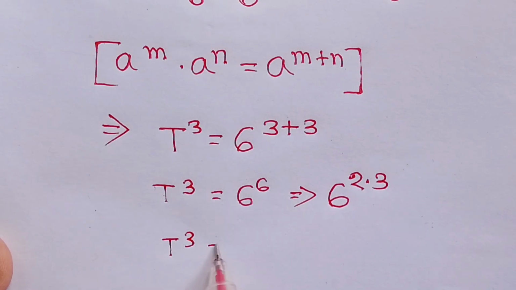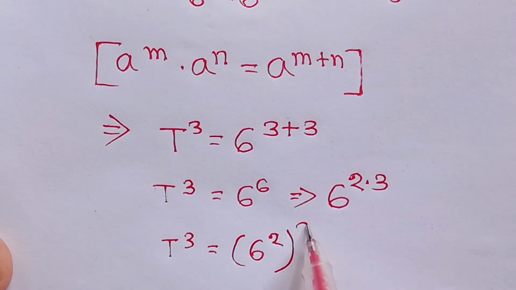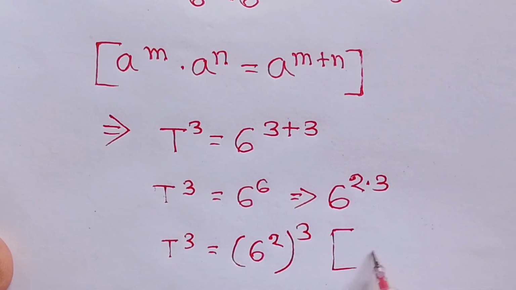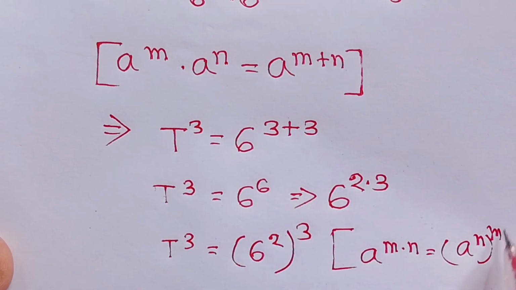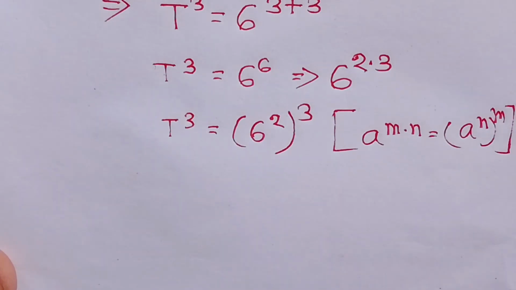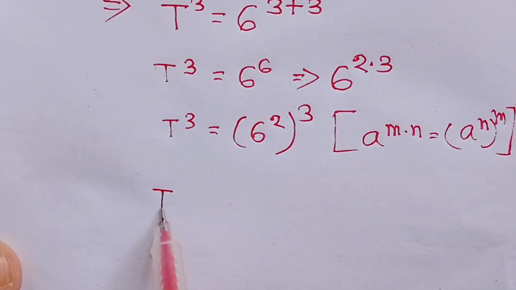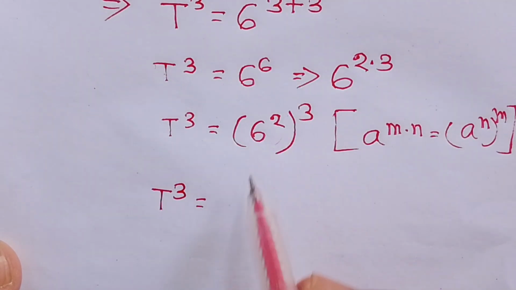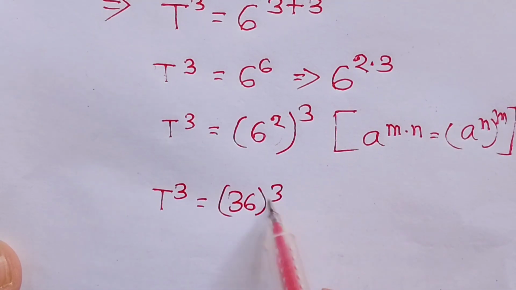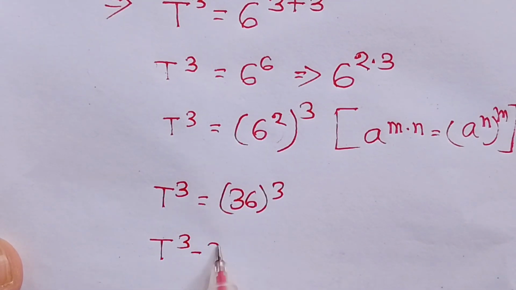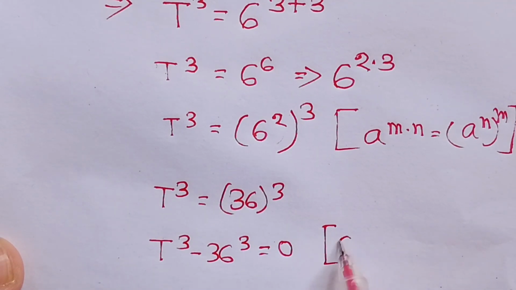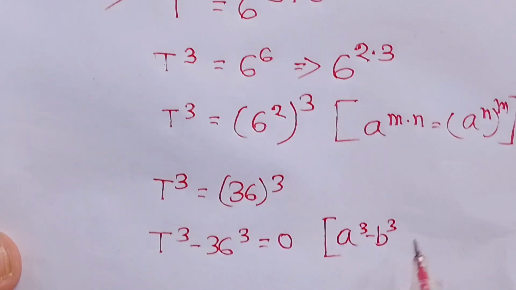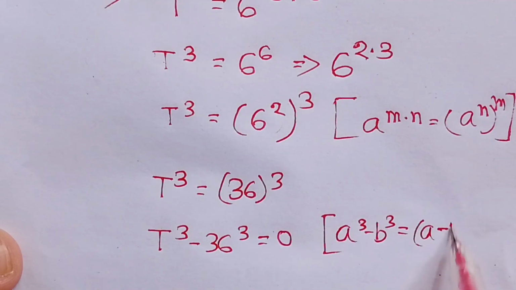So here t to the power cube equals bracket 6 square bracket whole cube. Here we just use the formula a to the power m times n equals a to the power n bracket to the power m. Just this, nothing else more here, right? Now we can write t to the power cube equals 36 to the power cube, because 6 square is equal to 36. So we have to replace the 36 to the power cube value in the left side. Then it will look like t to the power cube minus 36 to the power cube equals 0.